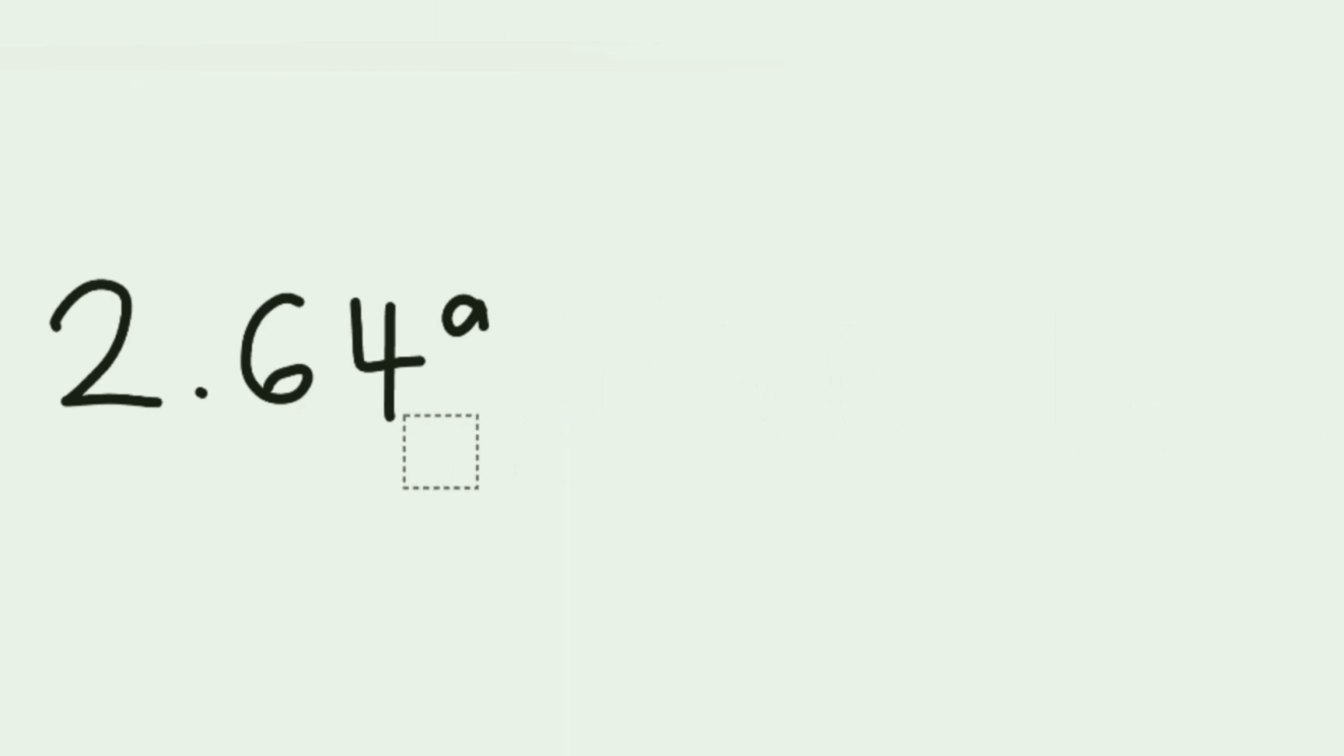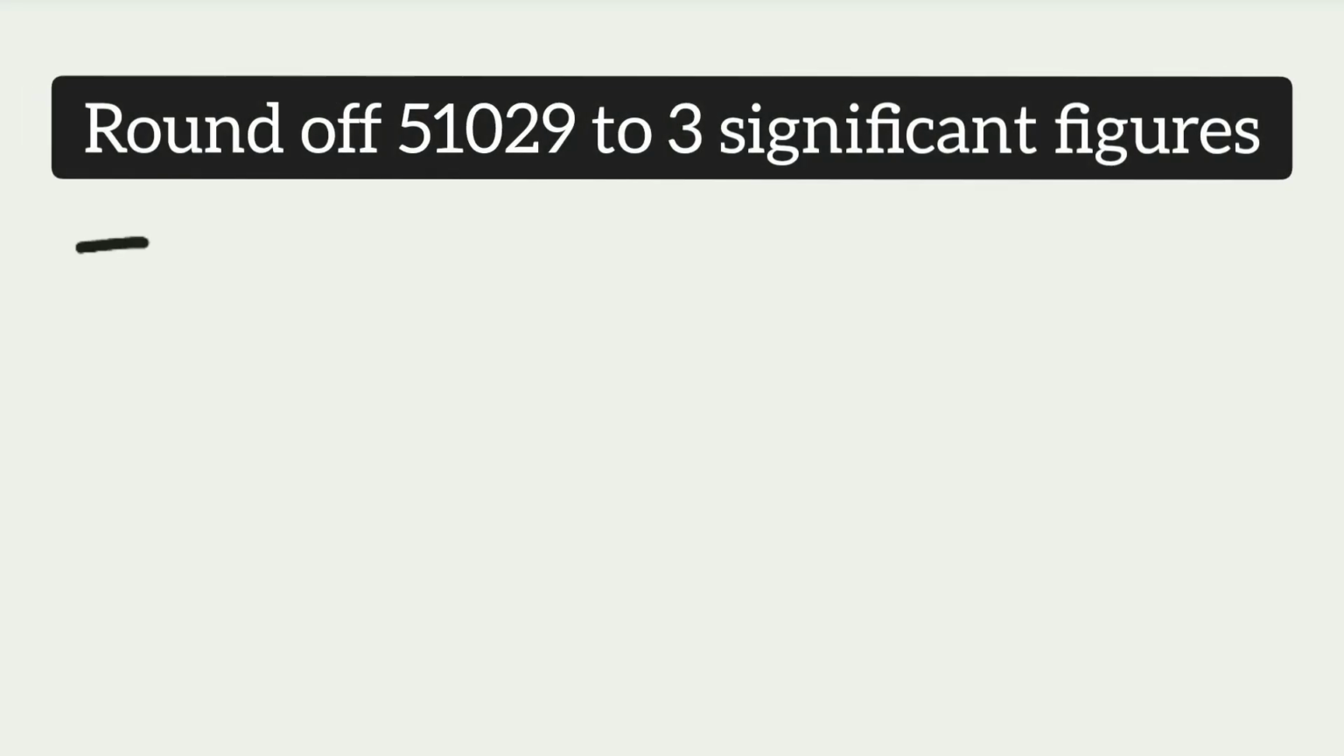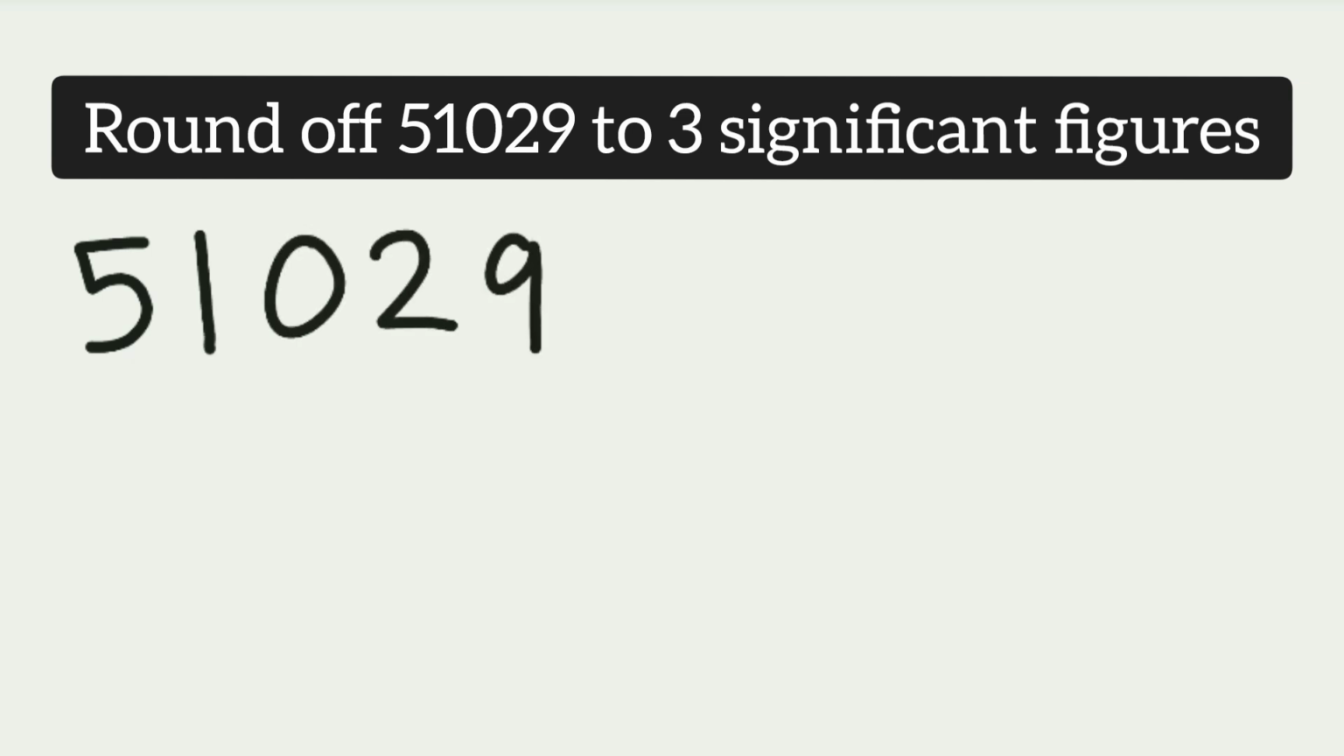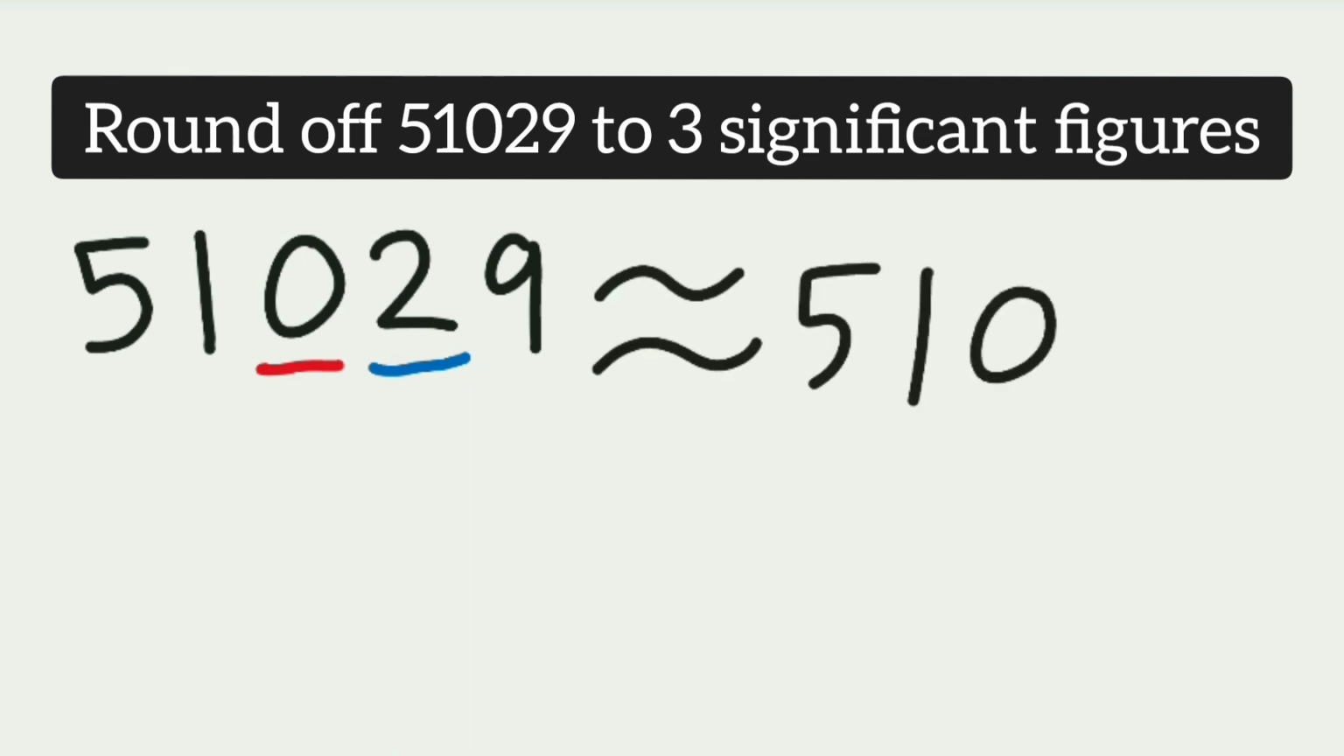For the next example, let's say we want to round off 51,029 to 3 significant figures. Well, we can see that the third significant figure is 0, and the digit right next to that is 2, which is less than 5. Therefore, we leave the 0 as it is, and hence 51,029 can be rounded off to 51,000.